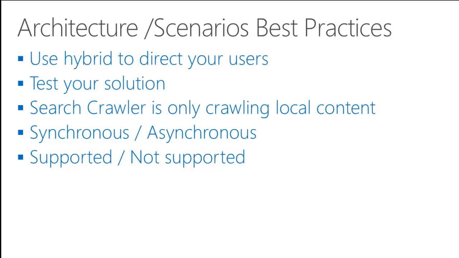The search crawler in all the scenarios we talked about is only crawling local content, so your crawl is happening on the environment where the content's at. On-premises is crawling on-premises content, Office 365 is crawling Office 365, and then we're just using result blocks, query rules, et cetera, to pull that content across the environment. But it's all being crawled locally for the environment that it's in. As I mentioned, they're all synchronous: everything has to finish before you actually see any results.